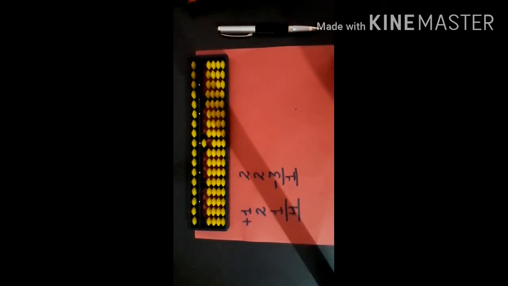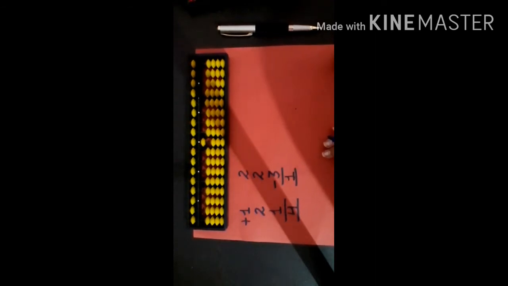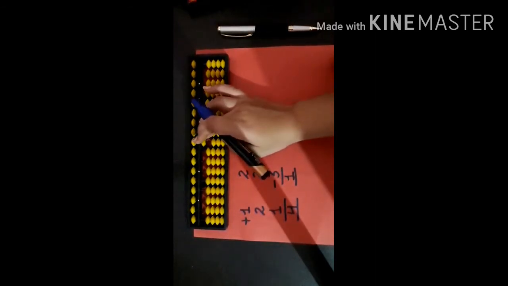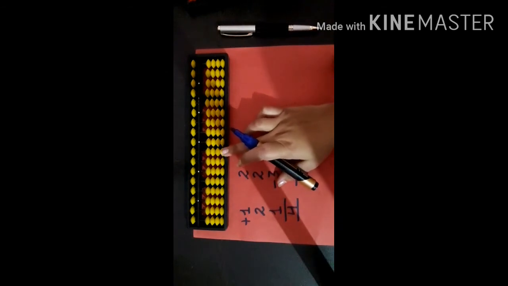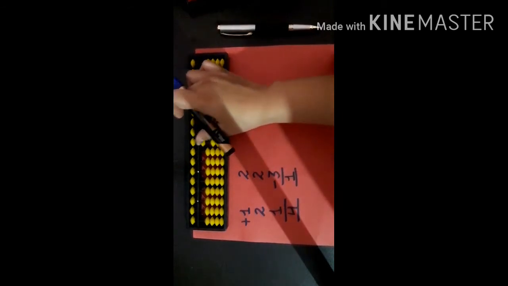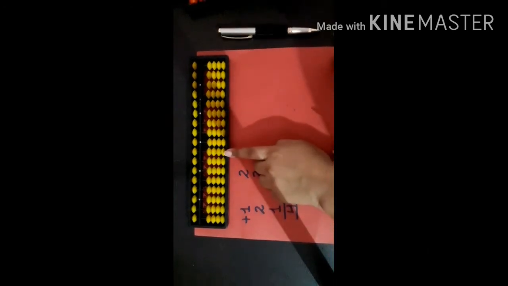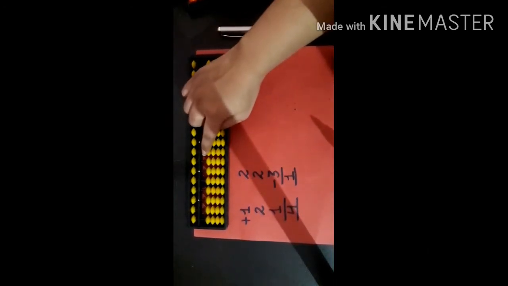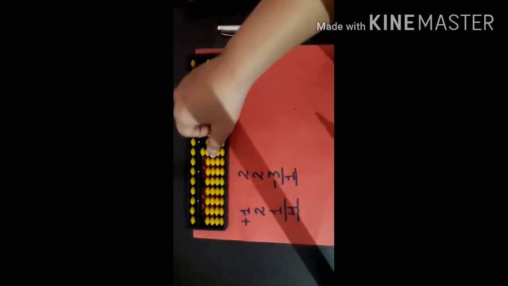I hope you are getting it, students. Now next I will tell you about the next rod. This rod. As I have told you about this 1, 2, 3, 4, I will tell you about this also. In this, the beat counts 10, 20, 30, 40.